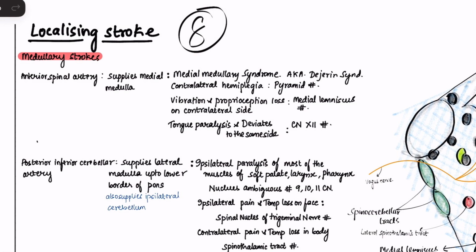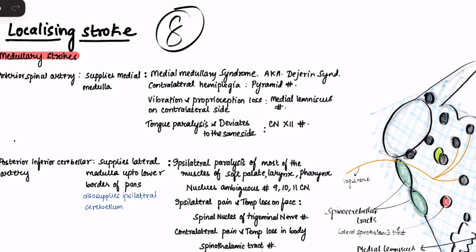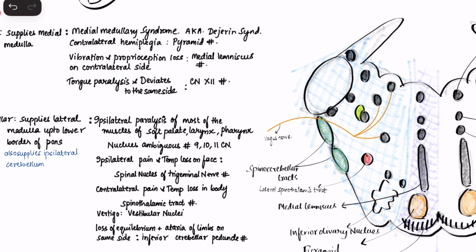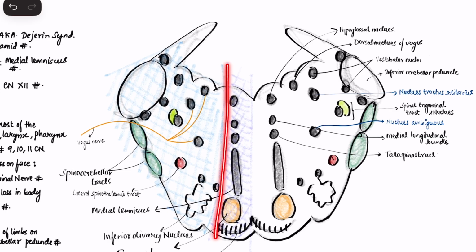Coming to the strokes, the first thing will be the medullary strokes. In medullary stroke, the first one I would like to talk about is the medial medullary syndrome. The entire discussion about localization of the stroke starts off with the artery that is involved, what it supplies and what it causes if the supplied part is damaged. As previously discussed, it is the anterior spinal artery that supplies the medial medulla, and if this anterior spinal artery is blocked, we will get the medial medullary syndrome or the Dejerin syndrome. It is this part of the medulla.